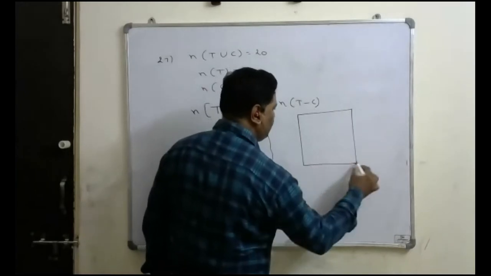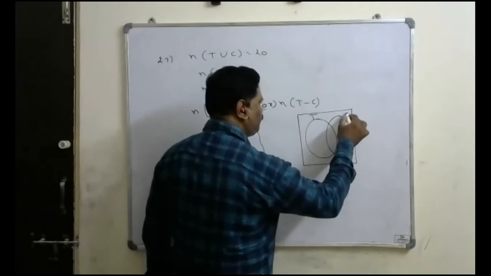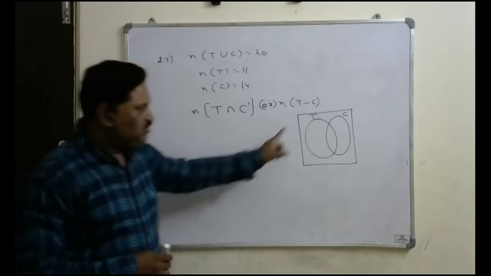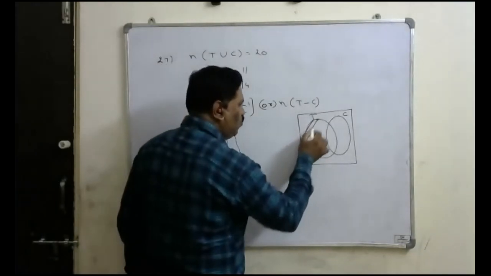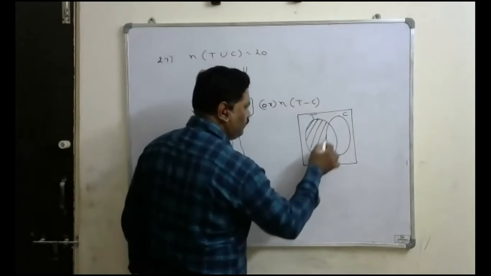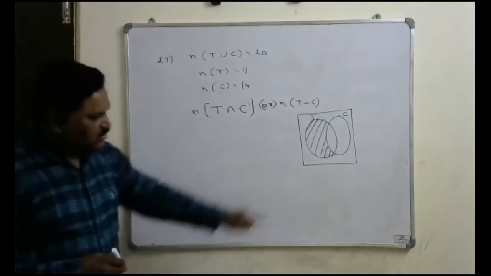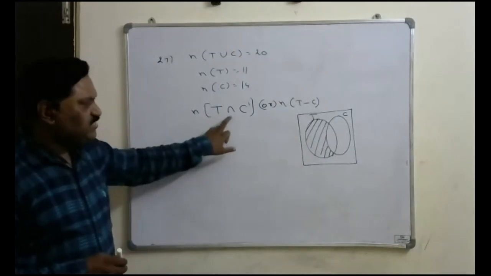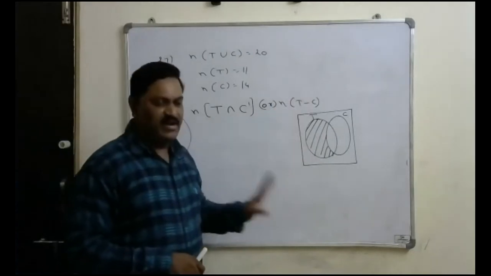Suppose there is a universal set and there is a T and there is a C. The number of people who like T is 11. Now I want to find the number of people who like T only. This hashed area I want to find. We can write it as T intersection C complement, or simply T minus C.